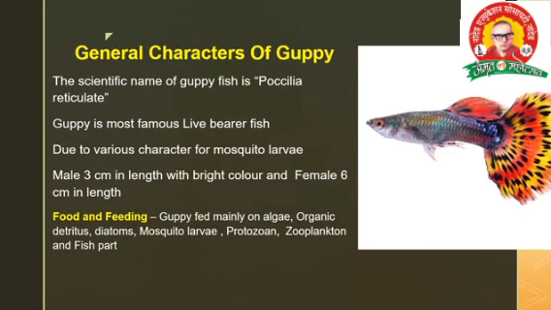Then the food and feeding habit of guppy fish. Guppy feeds mainly on algae, organic matter, diatoms, mosquito larvae, zooplankton and fish parts also. What is meant by fish parts? If a fish is swimming with the guppy, at that time it can take food from any part, from the caudal peduncle, the body, the skin or the muscles. This is the point of view of fish parts. This covers the general characters and the food and feeding habit of guppy.